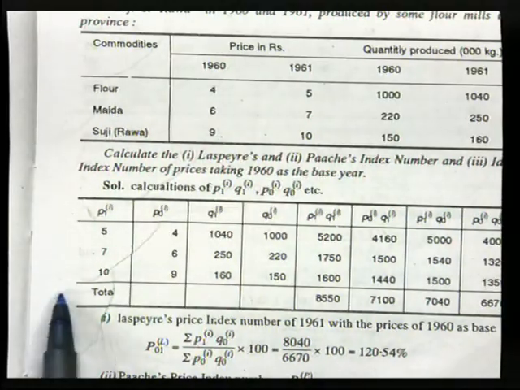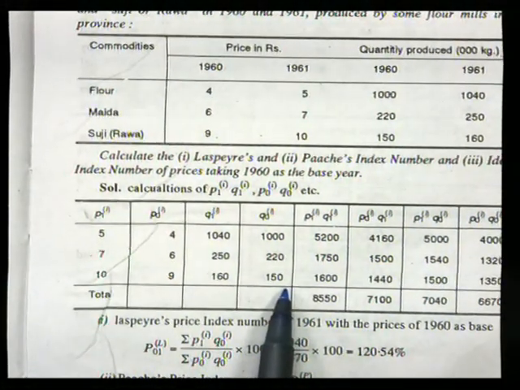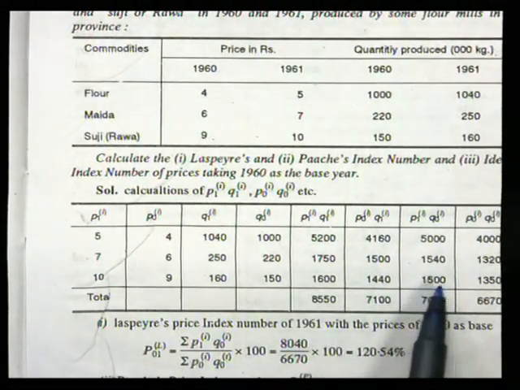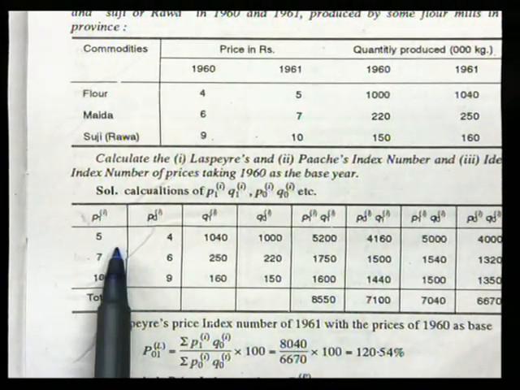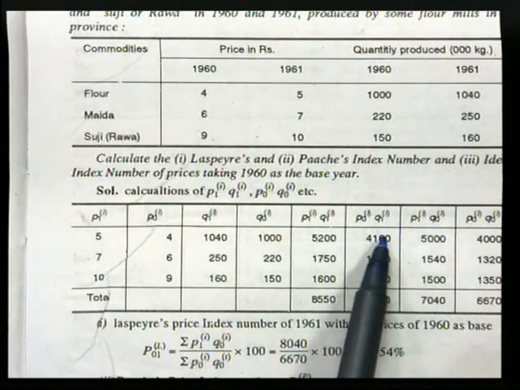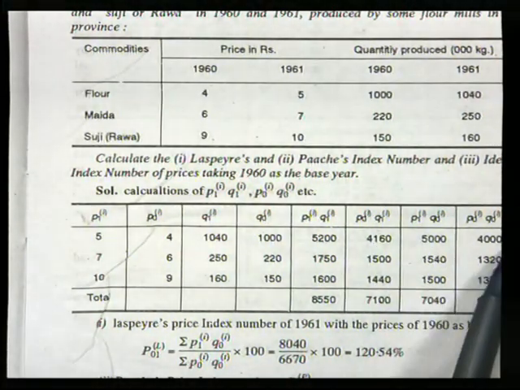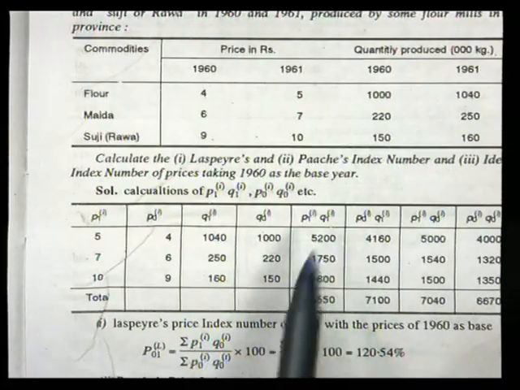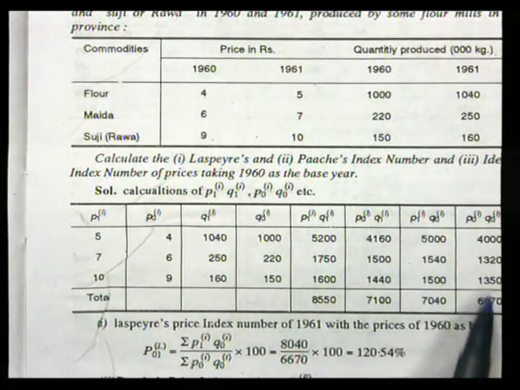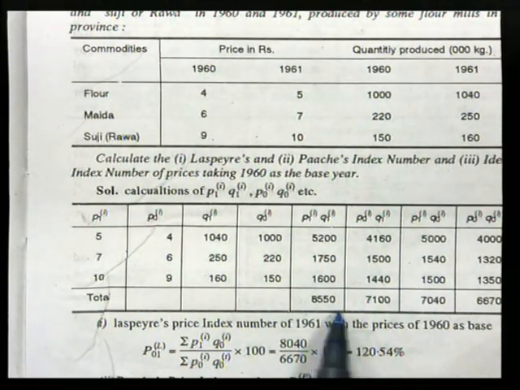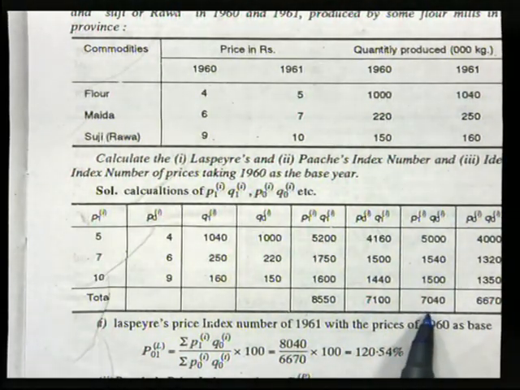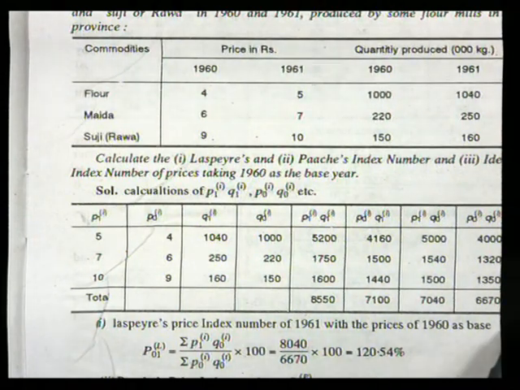After substituting all these 4 columns, the necessary products must be there. So then we find out P1 Q1, then P1 Q0, P0 Q0 and P0 Q1, and find out the summation of all these 4 columns. Then it will be 8550, 7100, 7040 and 6670.